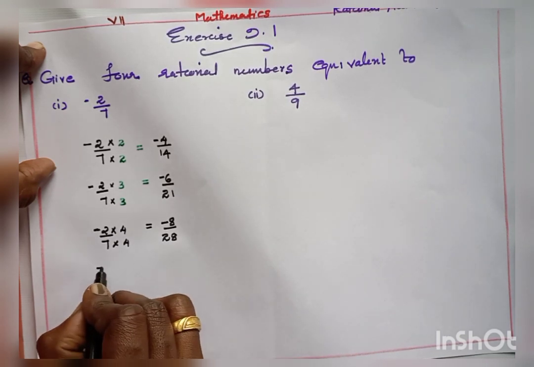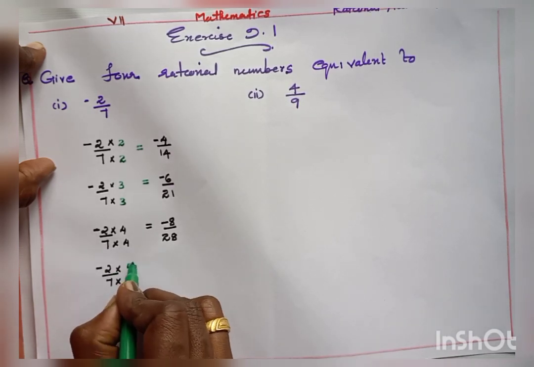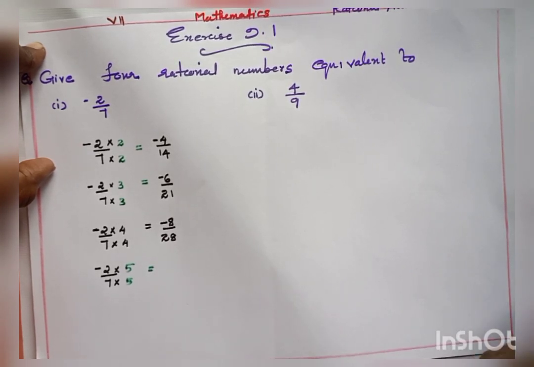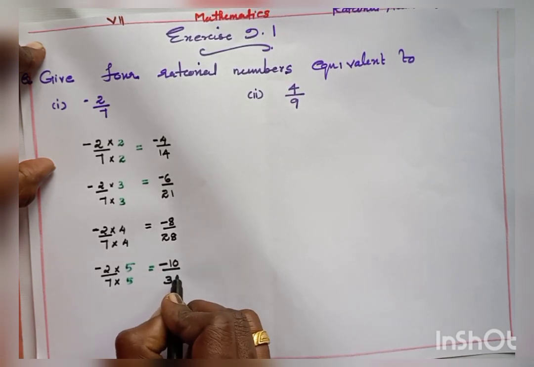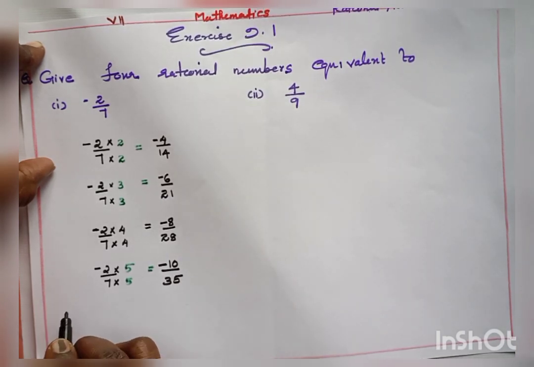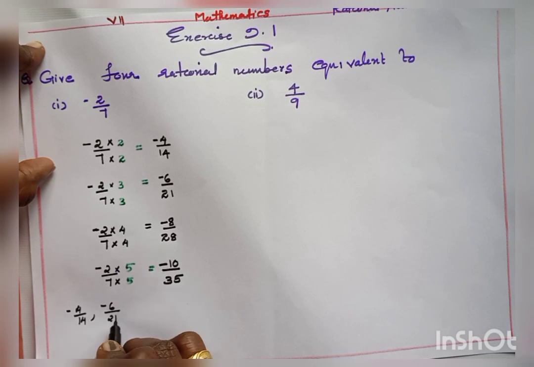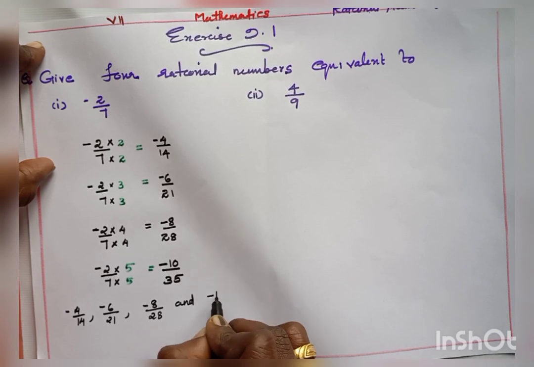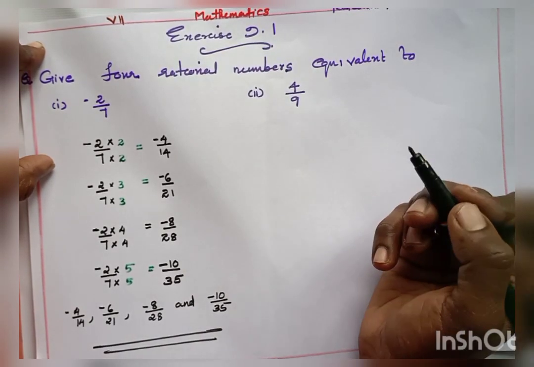Then minus 2 by 7, multiply both numerator and denominator by 5. We get minus 2 into 5 is minus 10 by 7 into 5 is 35. So the equivalent rational numbers of minus 2 by 7 are minus 4 by 14, minus 6 by 21, minus 8 by 28 and minus 10 by 35.